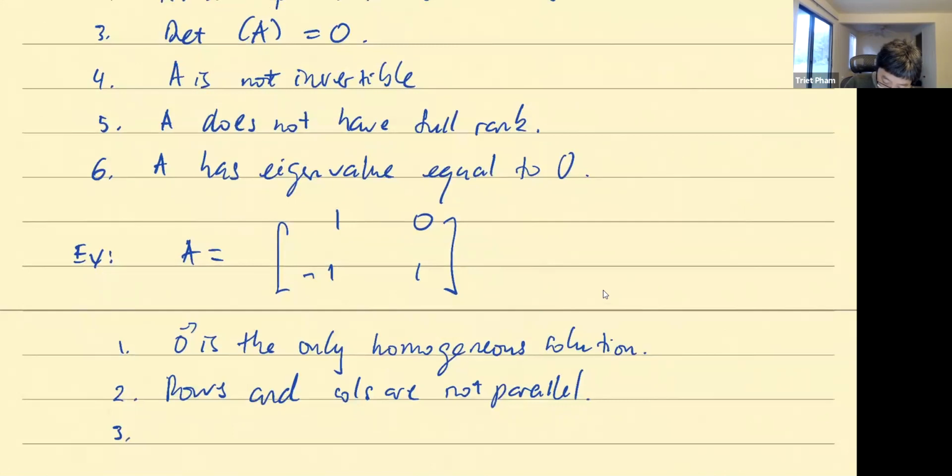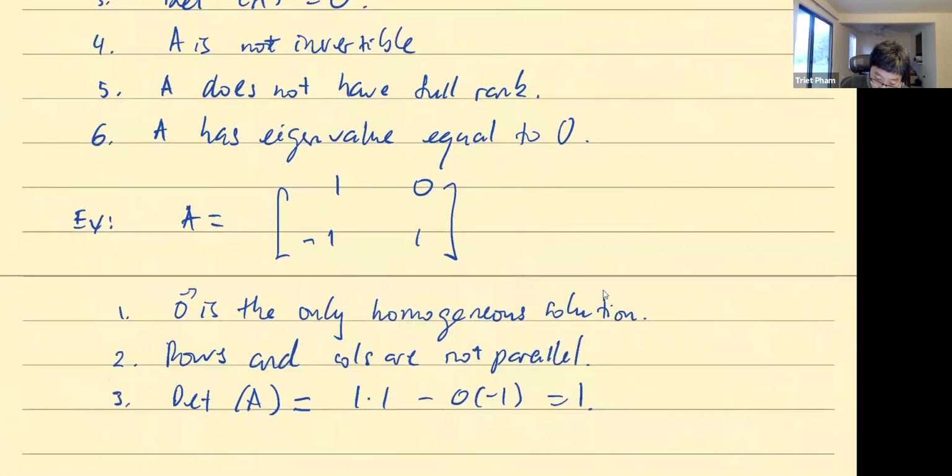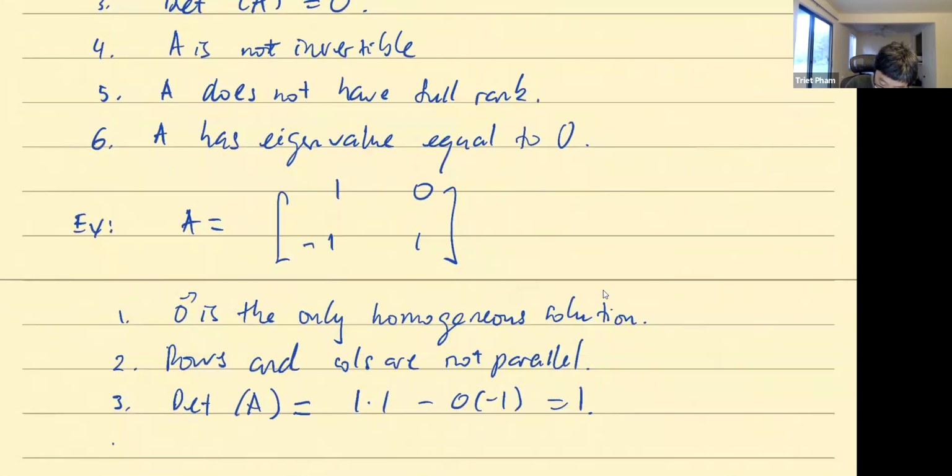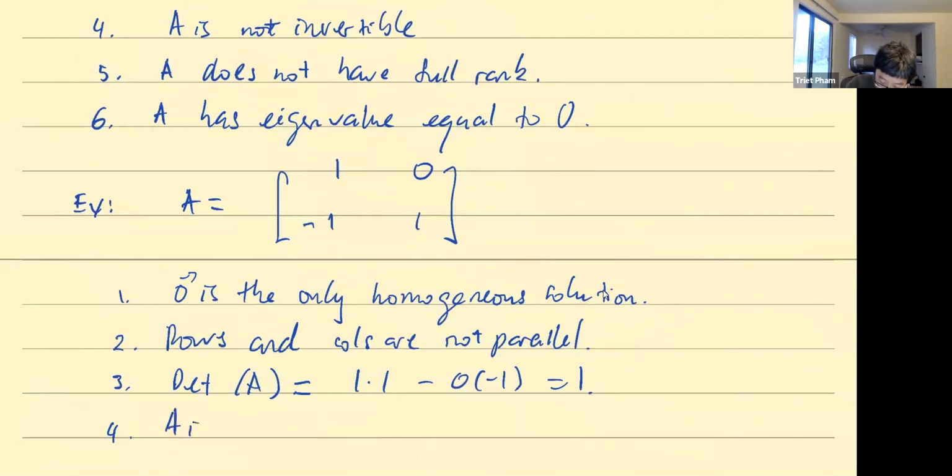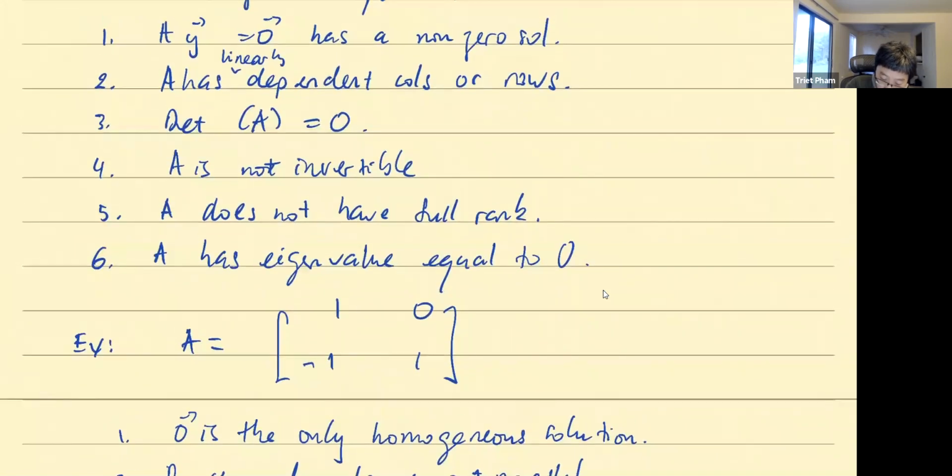3, what's the determinant of A? The determinant of 2 by 2, everyone must know, is multiply like this. So the determinant of A is 1 times 1 minus 0 times minus 1, which is 1. Non-zero. 4, A is invertible, because 0 is the only solution. So we're saying exactly the opposite of all this, because we have exactly the opposite.